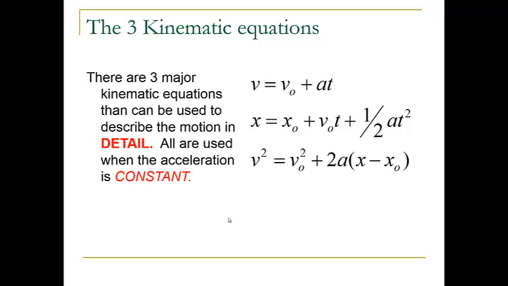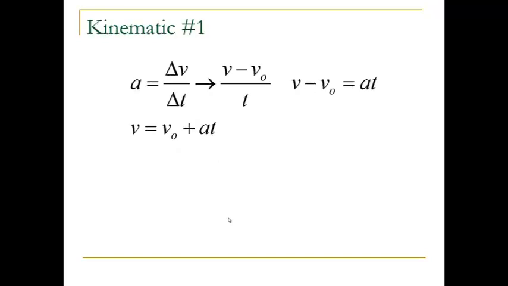So the first one is VF equals V naught plus AT. Then you have X equals X naught plus V naught T plus 1/2 AT squared. Only the T is squared in that equation. And then finally, V squared equals V naught squared plus 2A delta X. Again, you have that X final minus X naught, that's the same thing as delta X. Sometimes you'll see it as delta X, sometimes as X minus X initial. It's up to you. So here's where these three equations come from.